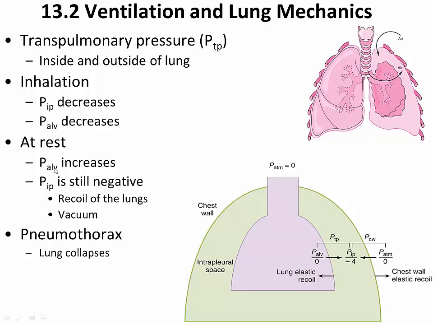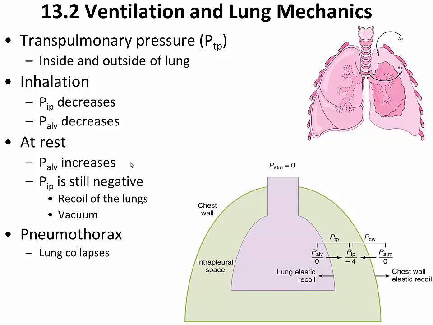And then at rest, the alveolar pressure, of course, increases as the thoracic cavity relaxes, increasing the pressure, and air rushes out. But the intrapleural pressure is still negative, as we mentioned, as a result of the recoil of the lungs and the fact that there's a vacuum there. No additional air can make its way into that intrapleural cavity.